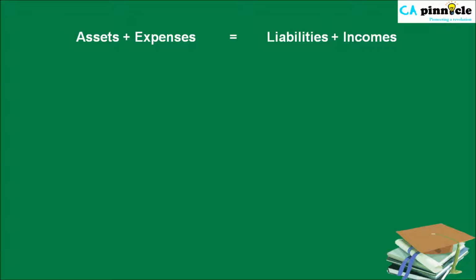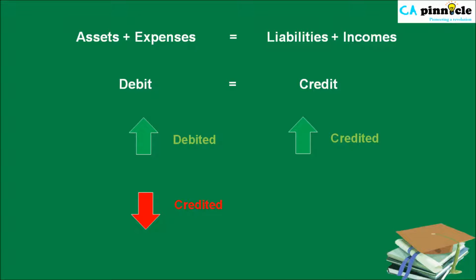We've seen the expanded accounting equation, assets plus expenses equals liabilities plus incomes. Assets and expenses have a debit balance and liabilities and incomes have a credit balance. Any increase in an asset or an expense has to be debited. Consequently, any decrease must be credited. Any increase in a liability or income must be credited, whereas any decrease must be debited.